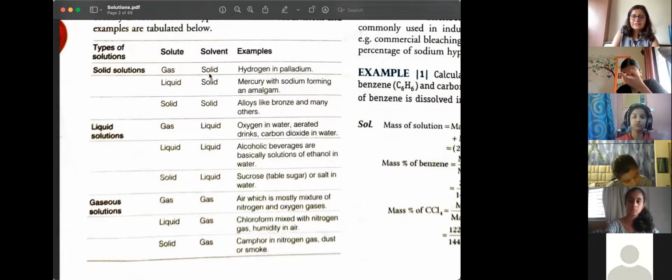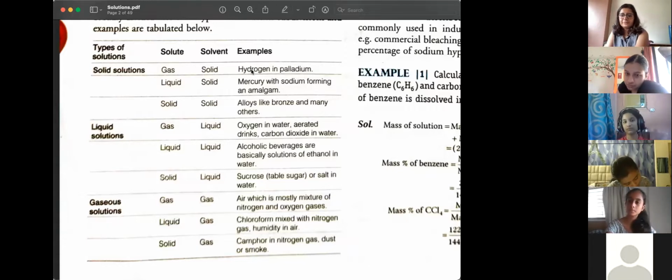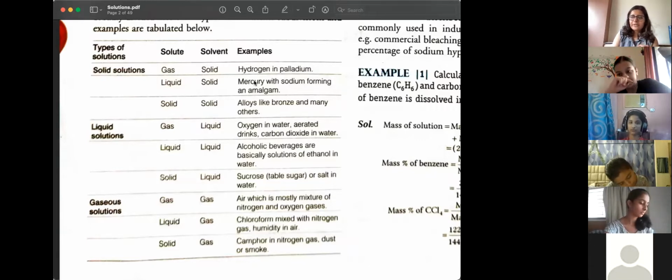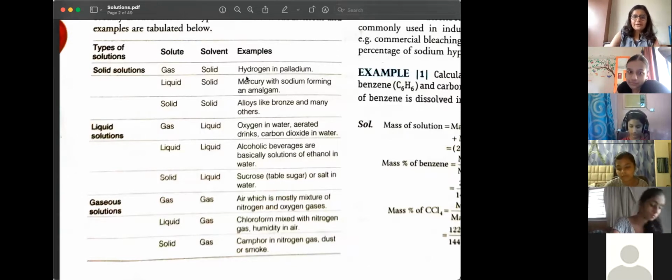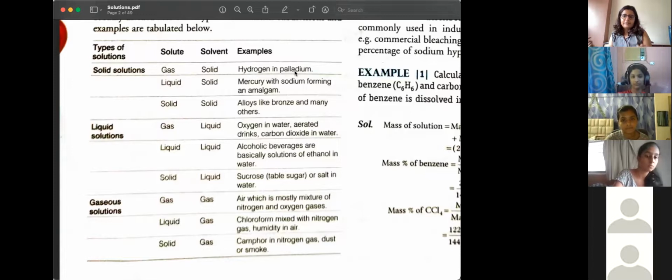So if you're trapping gas in a solid, that's a solid solution. An example is putting hydrogen in palladium, which you create for hydrogenation reactions. That is one application of it. Another application is to transport hydrogen. You trap hydrogen in solid palladium, which is easy to transport because palladium is solid. And when you want to use the hydrogen, you just heat it up or pressurize it. That's it. Then liquid and solid.